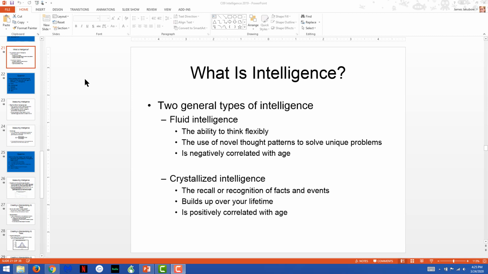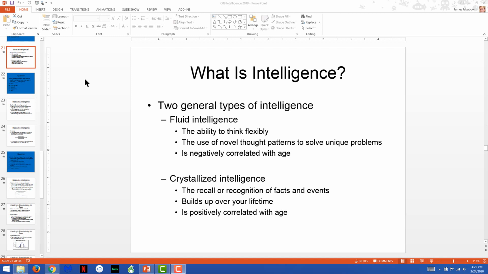Now, intelligence itself can be categorized into 2 general types: fluid intelligence and crystallized intelligence. Fluid intelligence and crystallized intelligence are given those names because they reflect the ability of intelligence to adapt to a particular scenario, just the way a fluid would fit any container you put it in, because it flows and it will adapt to any shape it's in. And crystals are going to have a very rigid shape and will not change.